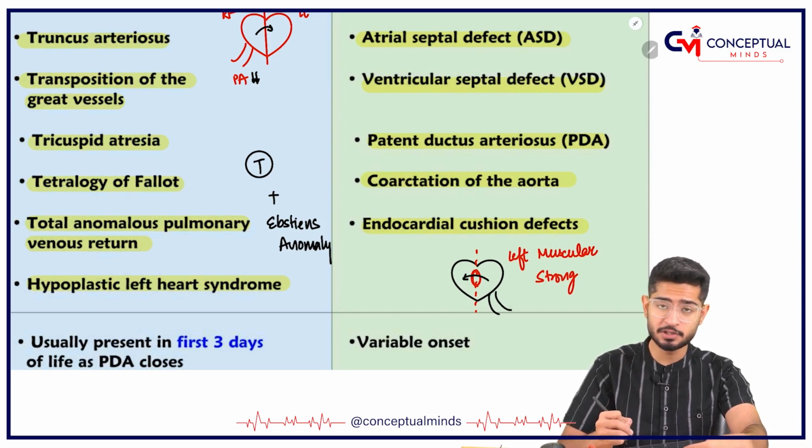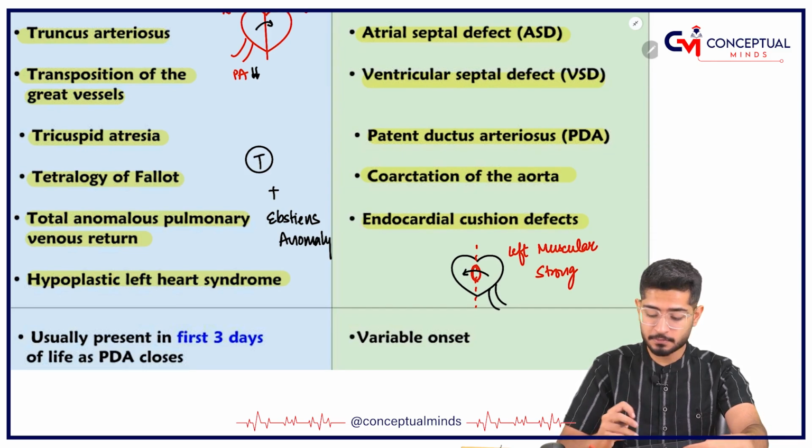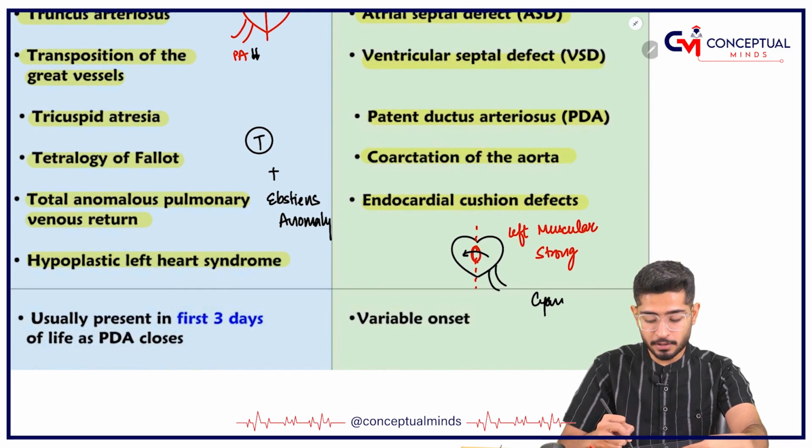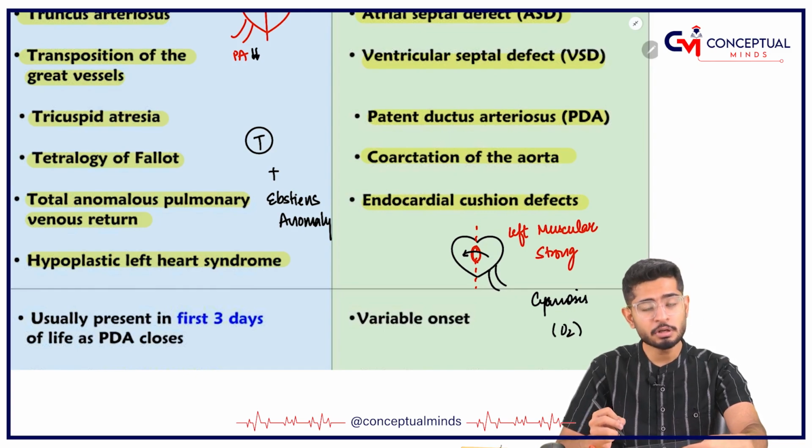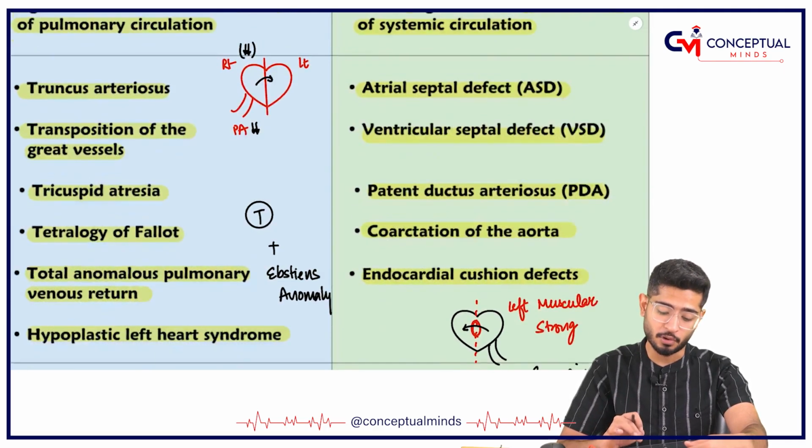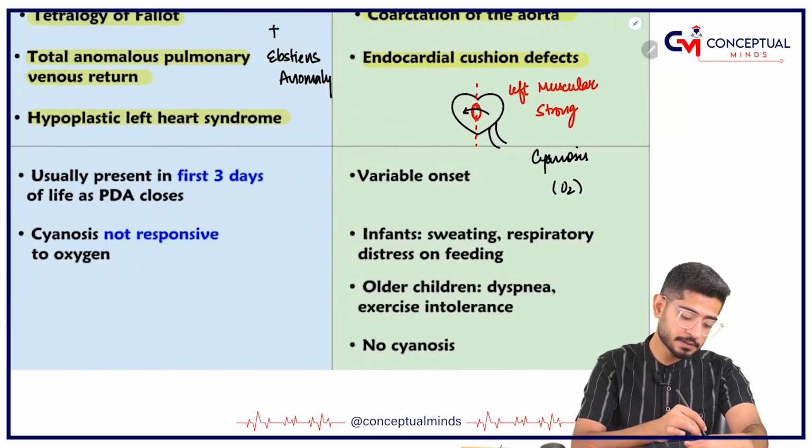Less blood will be reaching the organs, of course, but there is no cyanosis because there is enough oxygen. Although the total blood perfusing the tissues is less, there is no cyanosis because there is no increase in reduced hemoglobin, because the amount of oxygen is normal. So remember, this is important.